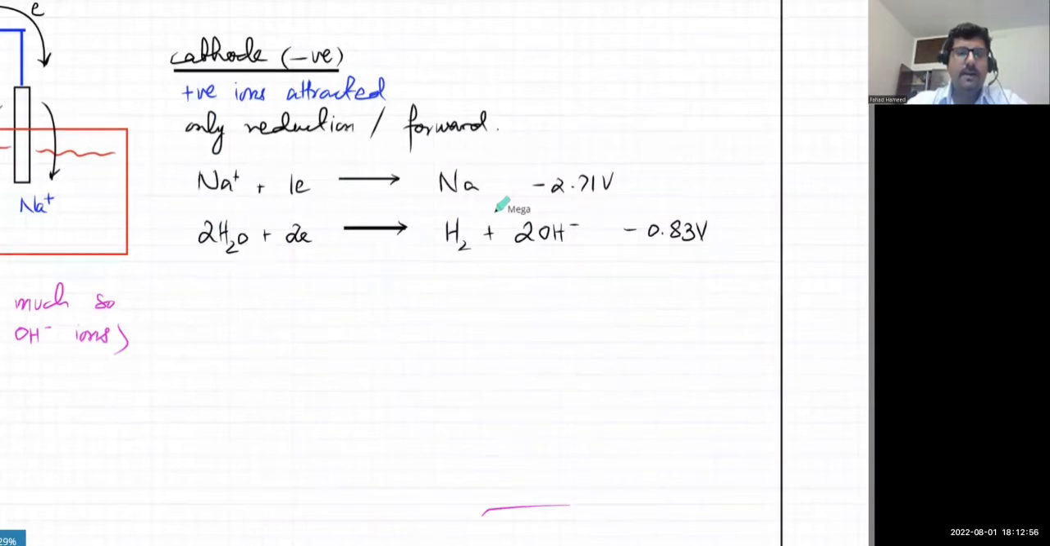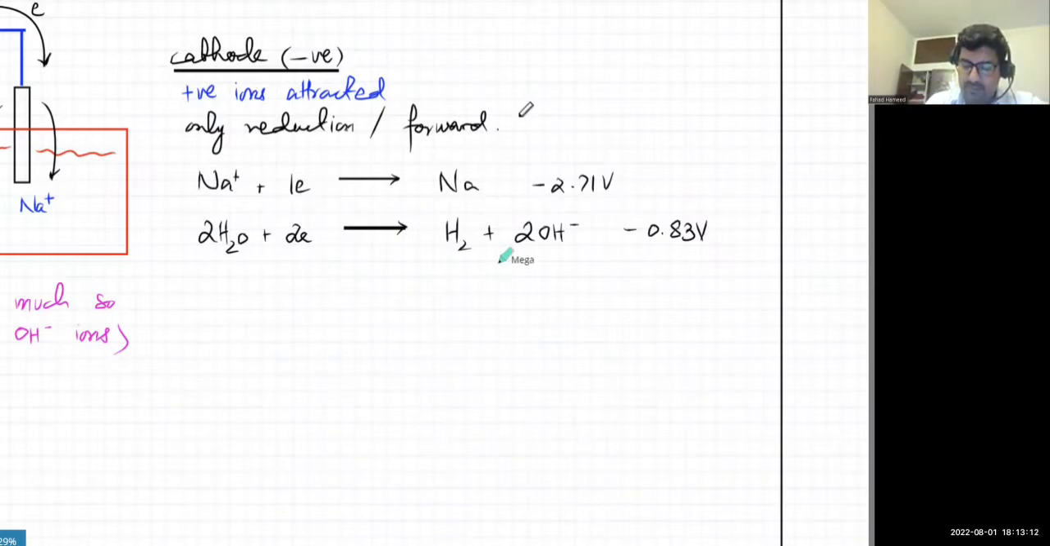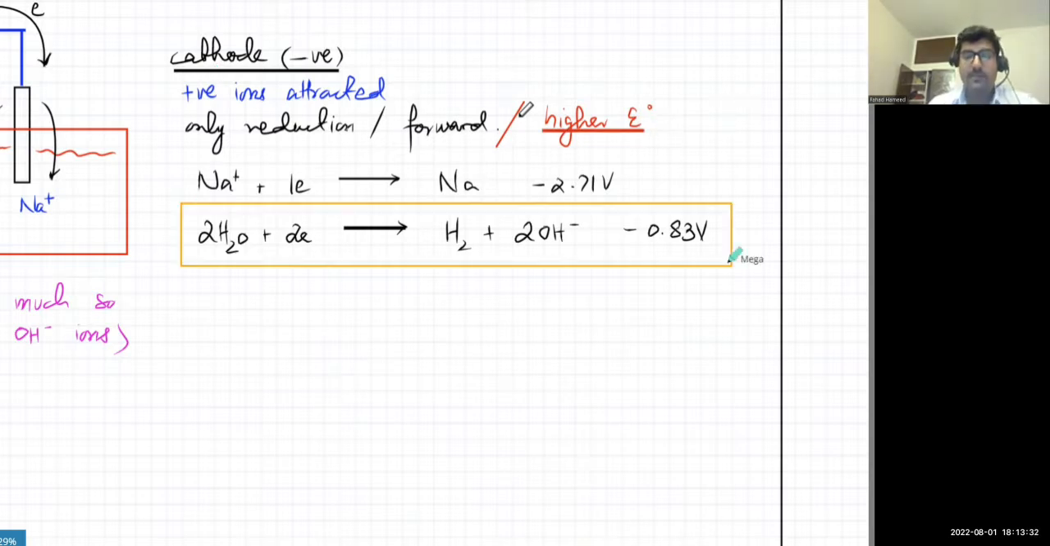So remember what I did here. Gain of electrons at cathode, that's it. Forward direction, there's no reversible sign. And who likes to gain electrons? Only reduction, only forward. The higher potential likes to gain electrons. So the equation I'm going to select is the one which has the higher E naught. If you look at the two equations, it's going to be this one.